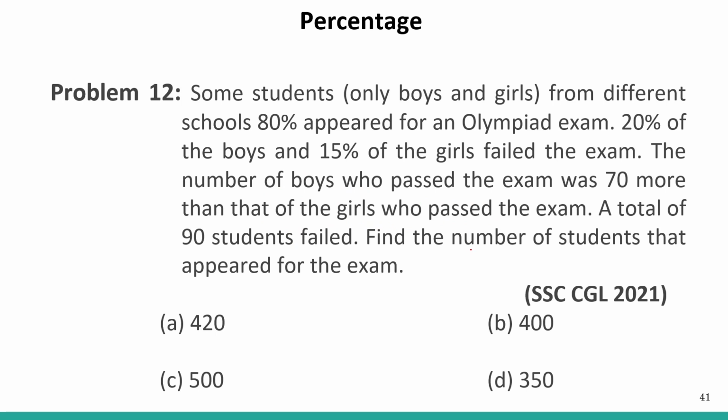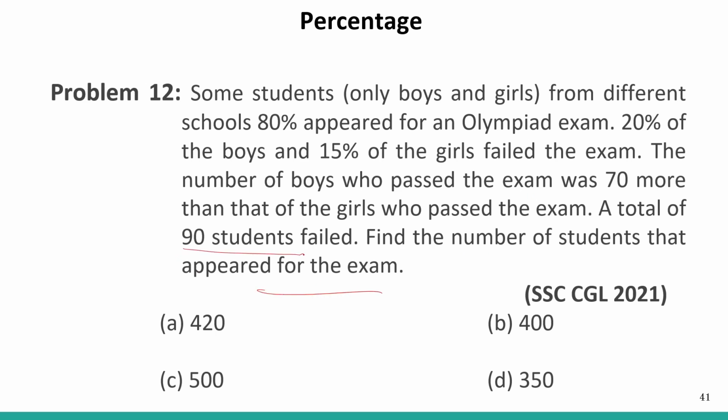Some students, only boys and girls from different schools, 80% appeared for an Olympiad exam. 20% of the boys and 15% of the girls failed the exam. The number of boys who passed the exam was 70 more than that of the girls who passed the exam. A total of 90 students failed. Find the number of students that actually appeared in the exam.